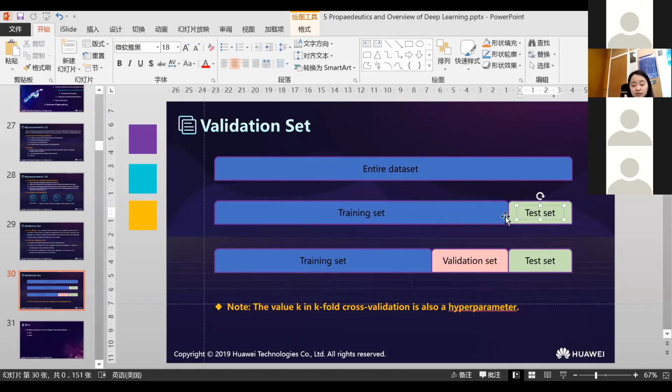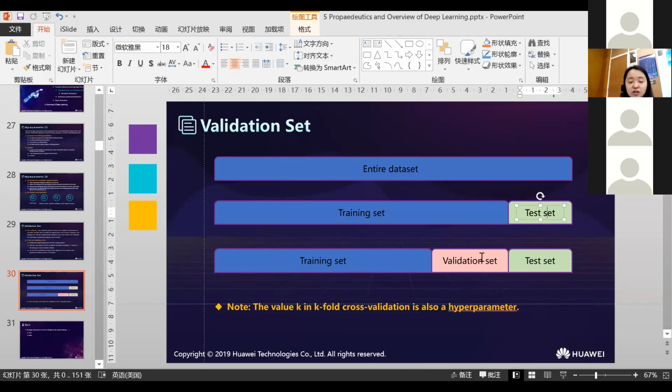So we separate these two parts, and then the validation set comes from the training set rather than the test set. When we train the model, the validation set is like a monitor. So we train the model using the training set. The training set will try to minimize the value of the loss function. That is the aim of the training set, to make the model work.